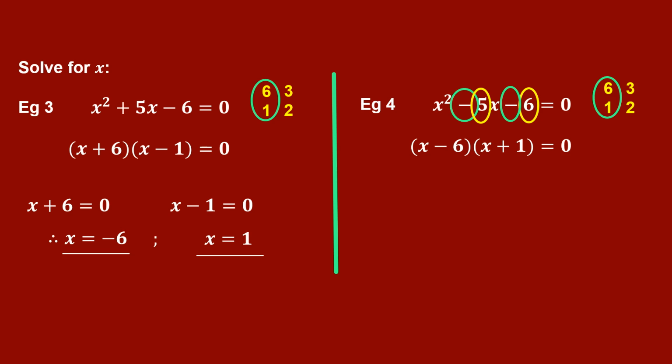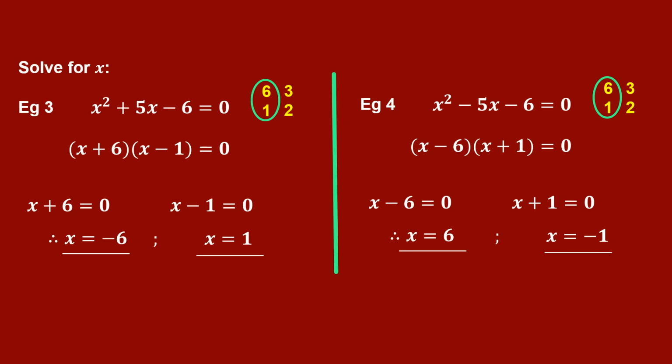So it will be x minus 6 and x plus 1 is equal to 0. Again, you can leave out the step where x minus 6 is 0 and x plus 1 is 0 and go straight to final answers of x is 6 and x is negative 1. Pause the video now so that you can copy down these two examples.